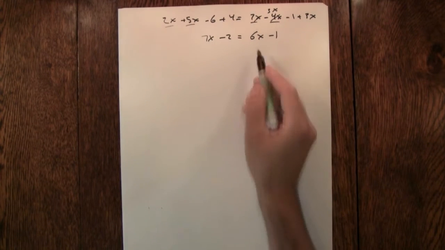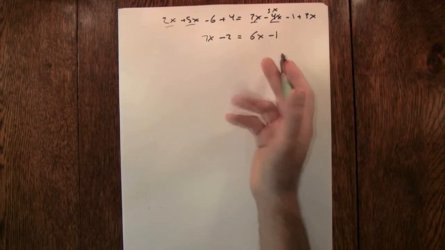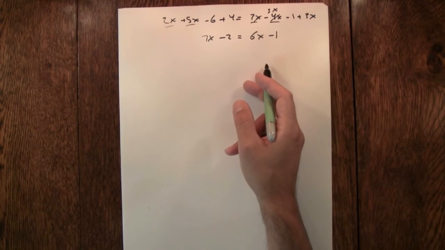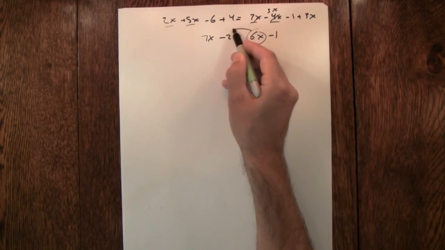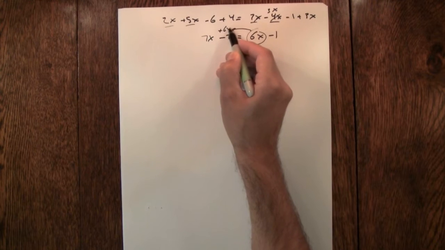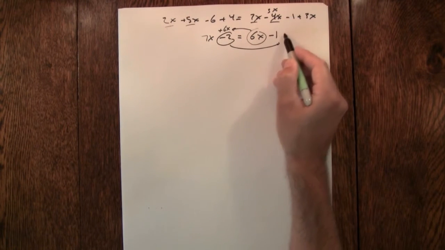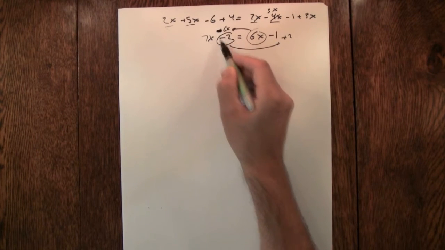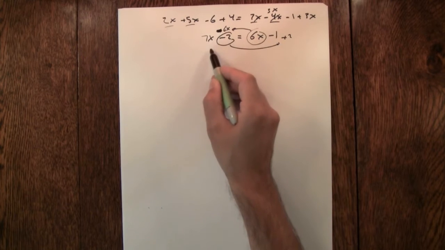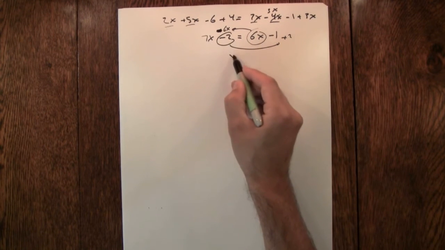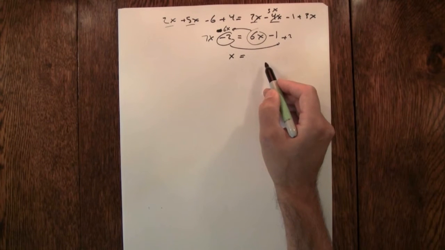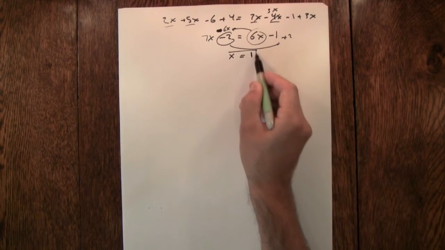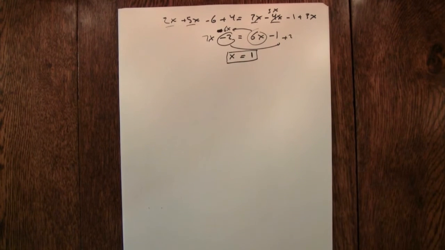And now whenever you have one variable, in general I like it on the left side, and I want the numbers on the right side. So I'm going to grab this guy, bring it over, change his sign, becomes 6x. Grab that guy, bring it over, plus 2. Oops, this is minus 6x, right? If we bring a positive over, it becomes negative. So 7x minus 6x is x, and negative 1 plus 2 is 1. So your answer here becomes 1, right?